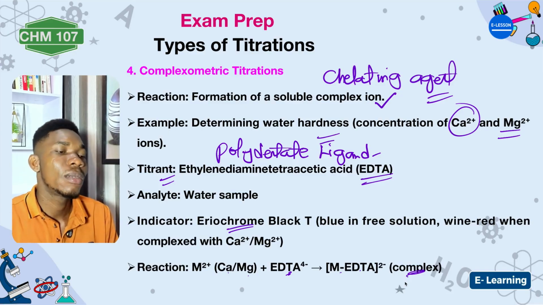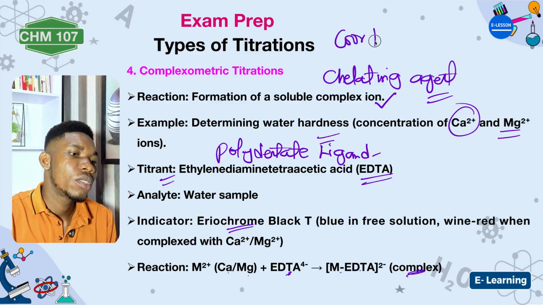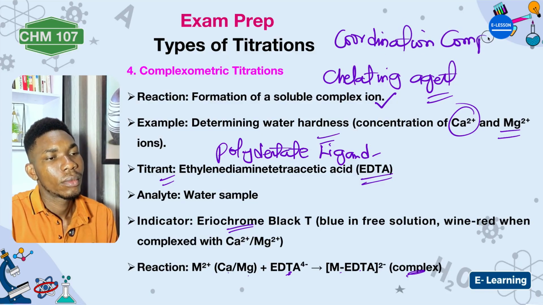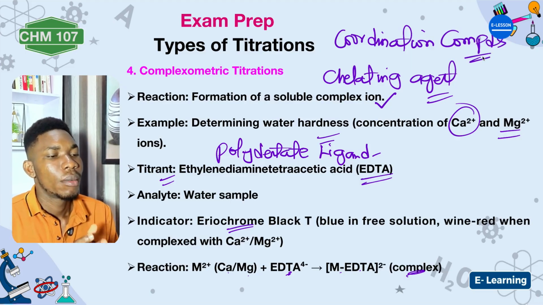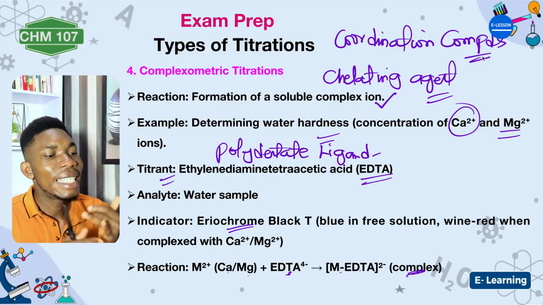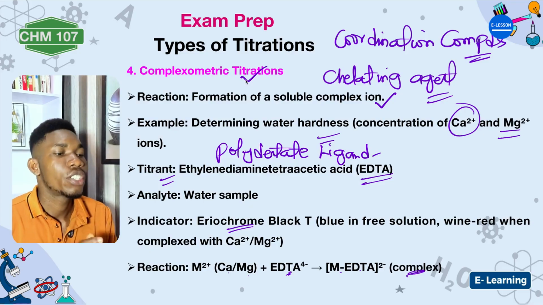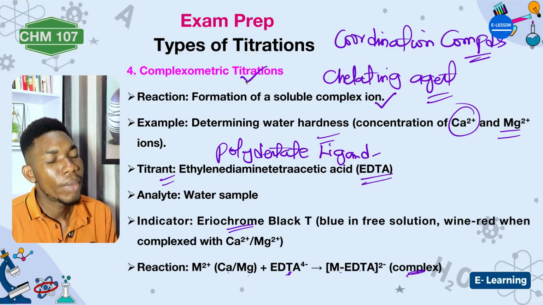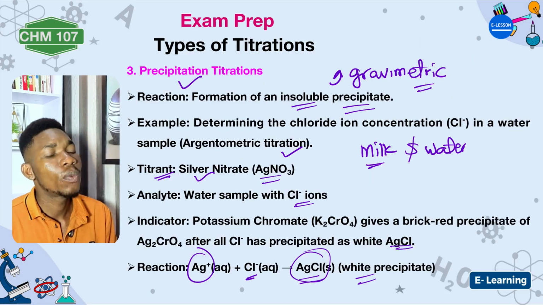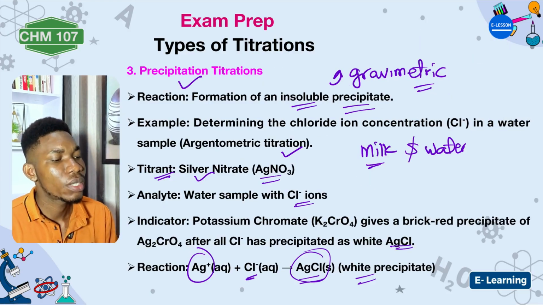You guys are going to learn this, those in chemistry, under coordination chemistry, coordination compounds rather. But the general idea I want you to know is, when you hear of EDTA, ethylenediaminetetraacetate, know that you're talking about complexometric titration. Are you getting it? Eriochrome Black T, complexometric titration. Determination of water hardness or concentration of calcium ion and magnesium ion in water. What do you use? Complexometric titration. Then determination of chloride in water using silver nitrate, precipitation titration.